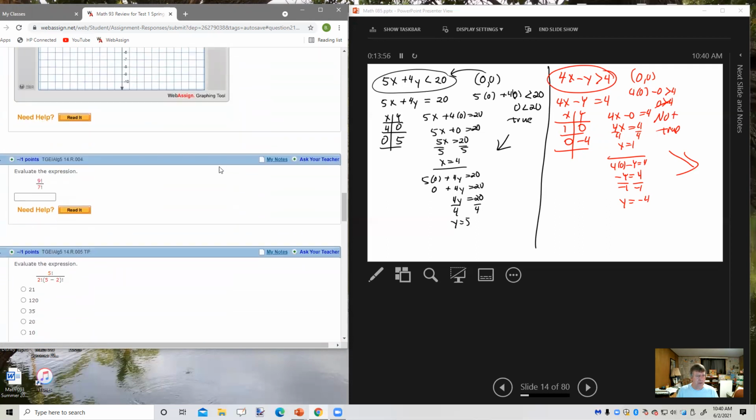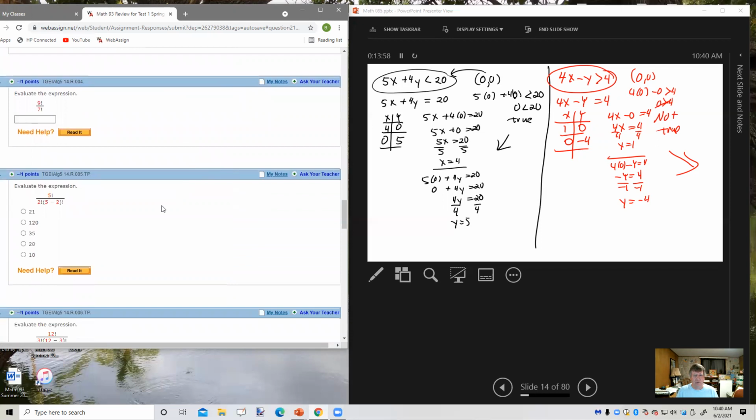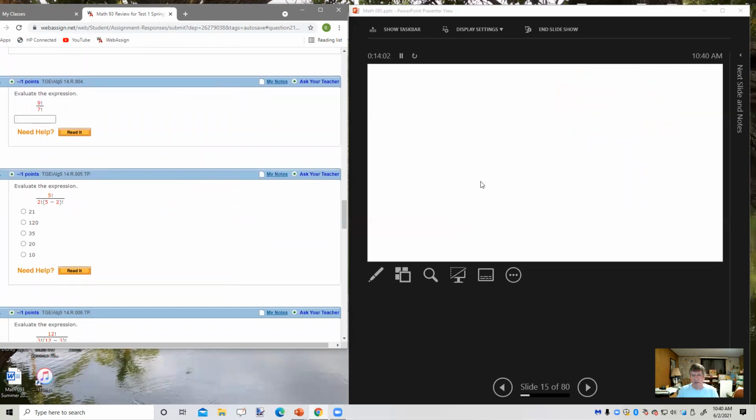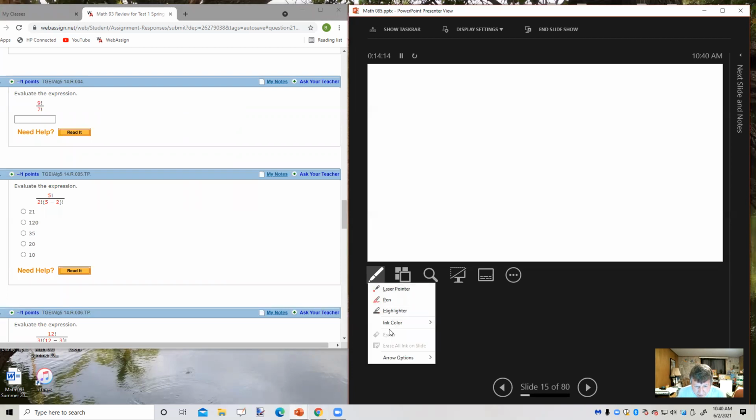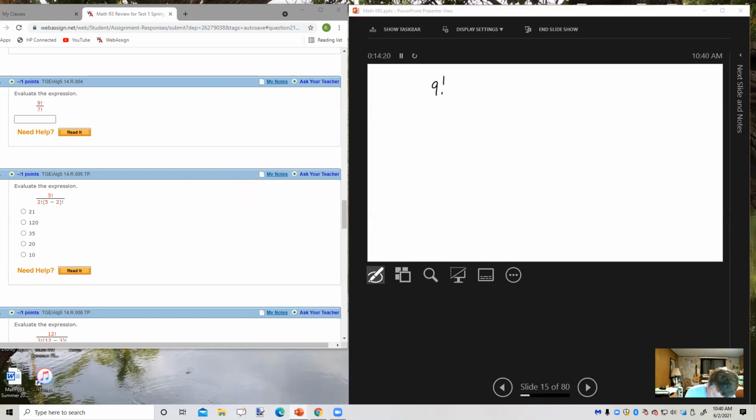We're going to go on and take a look at chapter 14. In chapter 14, the first thing we dealt with was factorials. So we have the problem, let's go back to black ink, it shows up better. All right, so we have 9 factorial divided by 7 factorial.